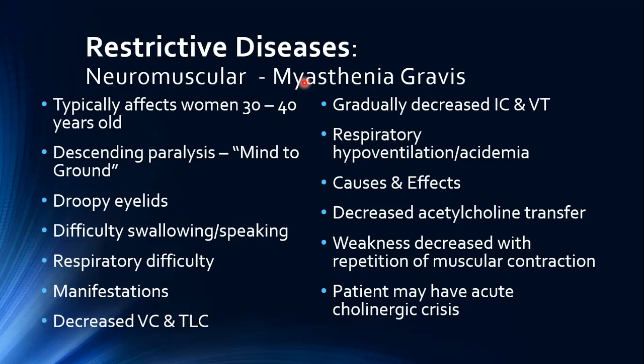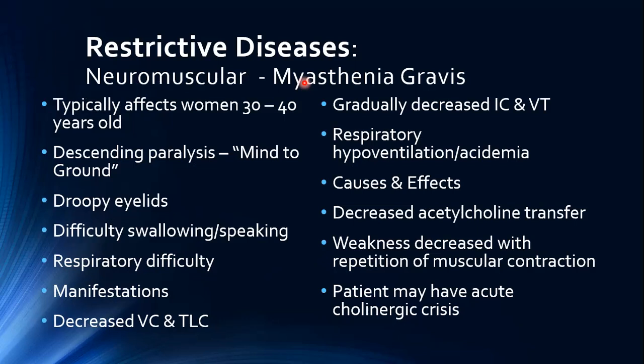What are the causes and effects? The cause of myasthenia gravis is a decreased acetylcholine transfer. Now, we said that acetylcholine is the neurotransmitter for the parasympathetic nervous system. Epinephrine is the neurotransmitter for the sympathetic nervous system. You learned that in pharmacology. Well, we want acetylcholine to do its job, and we want epinephrine to do its job. But if we have a decreased amount of acetylcholine transferring, then that can cause myasthenia gravis, okay?